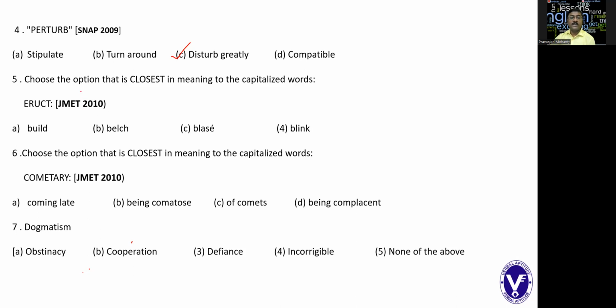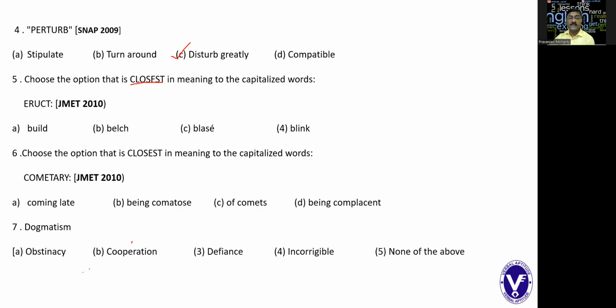Then the next one is choose the option that is closest in meaning. Now look at this, closest in meaning to the capitalized word. Where the closest word is written, it might be written farthest in meaning to the capitalized word. So do not miss out on these words because otherwise it might go wrong, right?